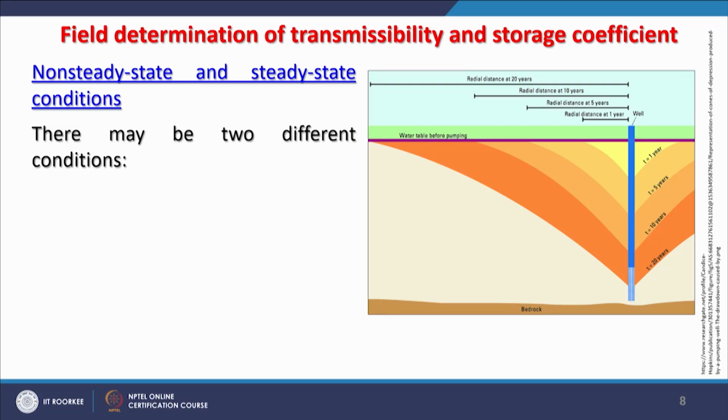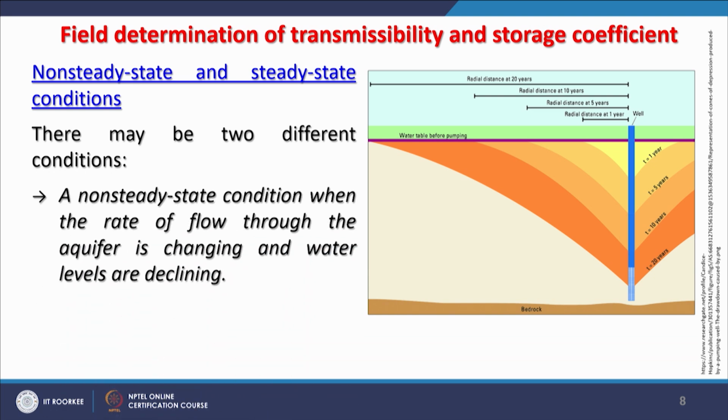Now, in such situations there may be two different conditions. The first one is the non-steady state condition. The non-steady state condition is when the rate of flow through the aquifer is changing, not getting steady, and water levels are declining. Because it is non-steady, the shape of the cone of depression is also not getting stabilized. So this is a condition where the withdrawal of water keeps changing.